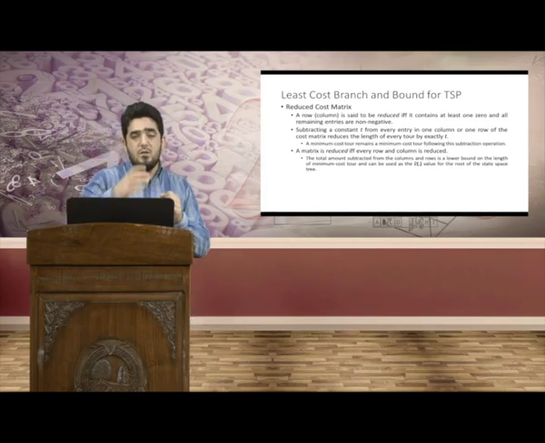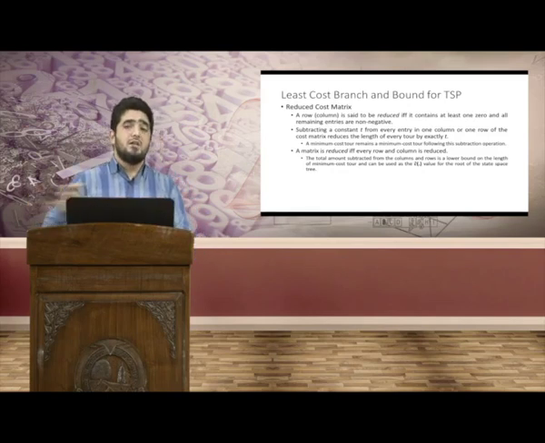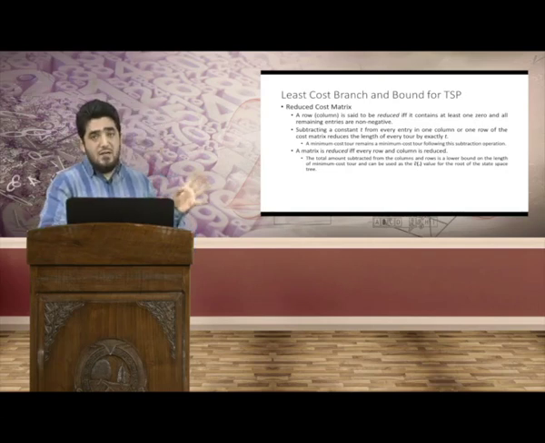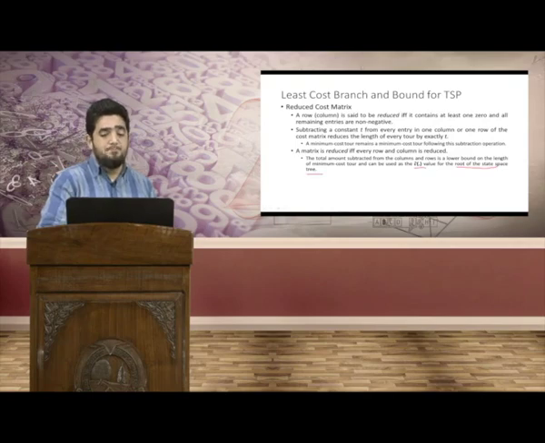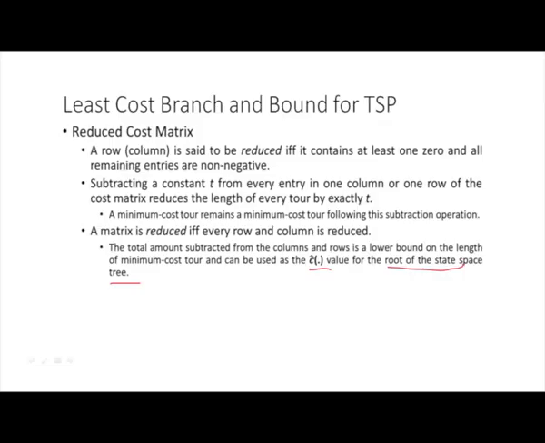We sum up all the values that we subtracted from the rows and columns in order to get a reduced matrix, and we can use that value as the C cap for the root of the state space tree. So we'll remember, given an initial cost matrix, we will reduce that cost matrix and remember the total amount that we subtracted to achieve a reduced cost matrix. And that particular value we can use as the C cap value, as the lower bound value for the root of the state space tree. So this is only for the root, how we estimate the C cap value for the root.